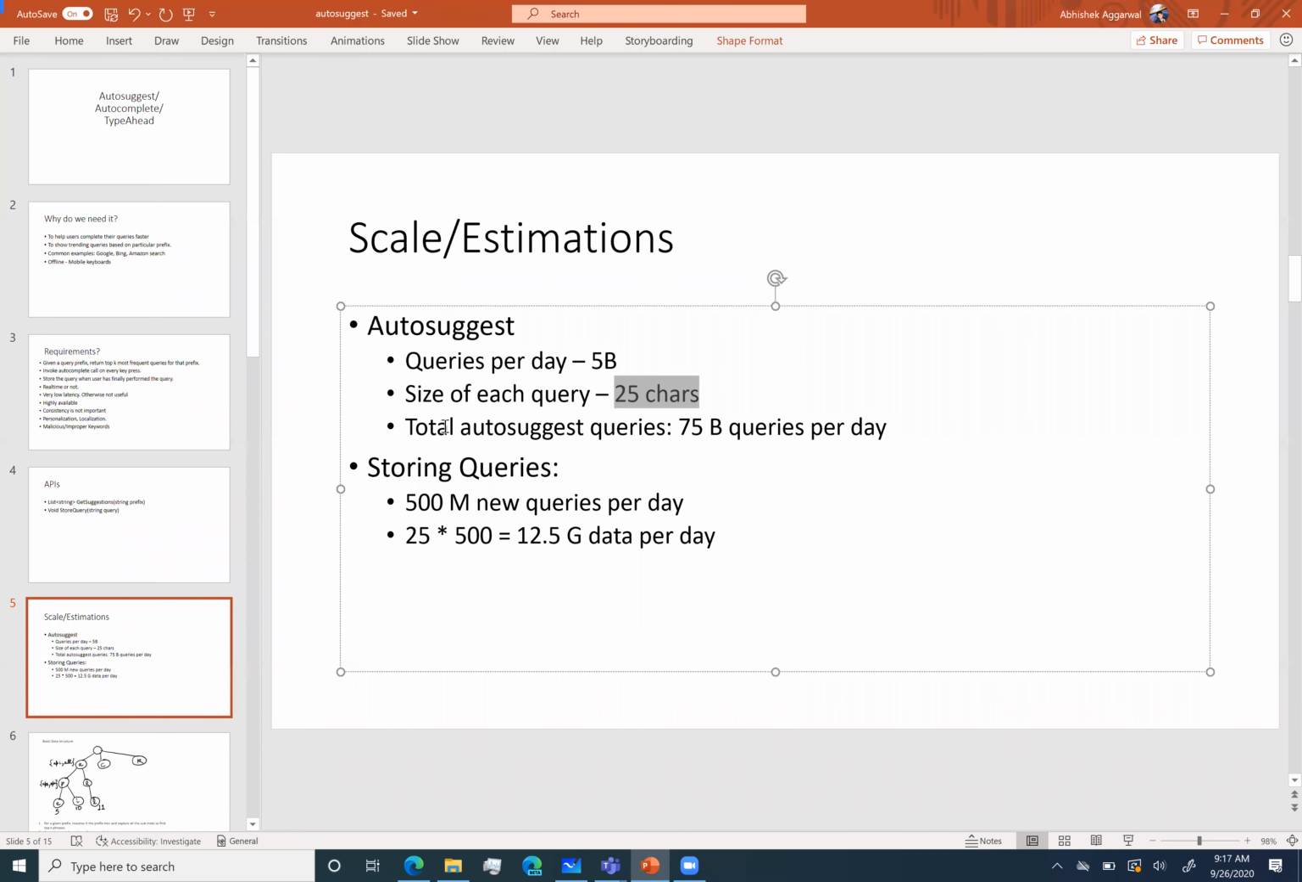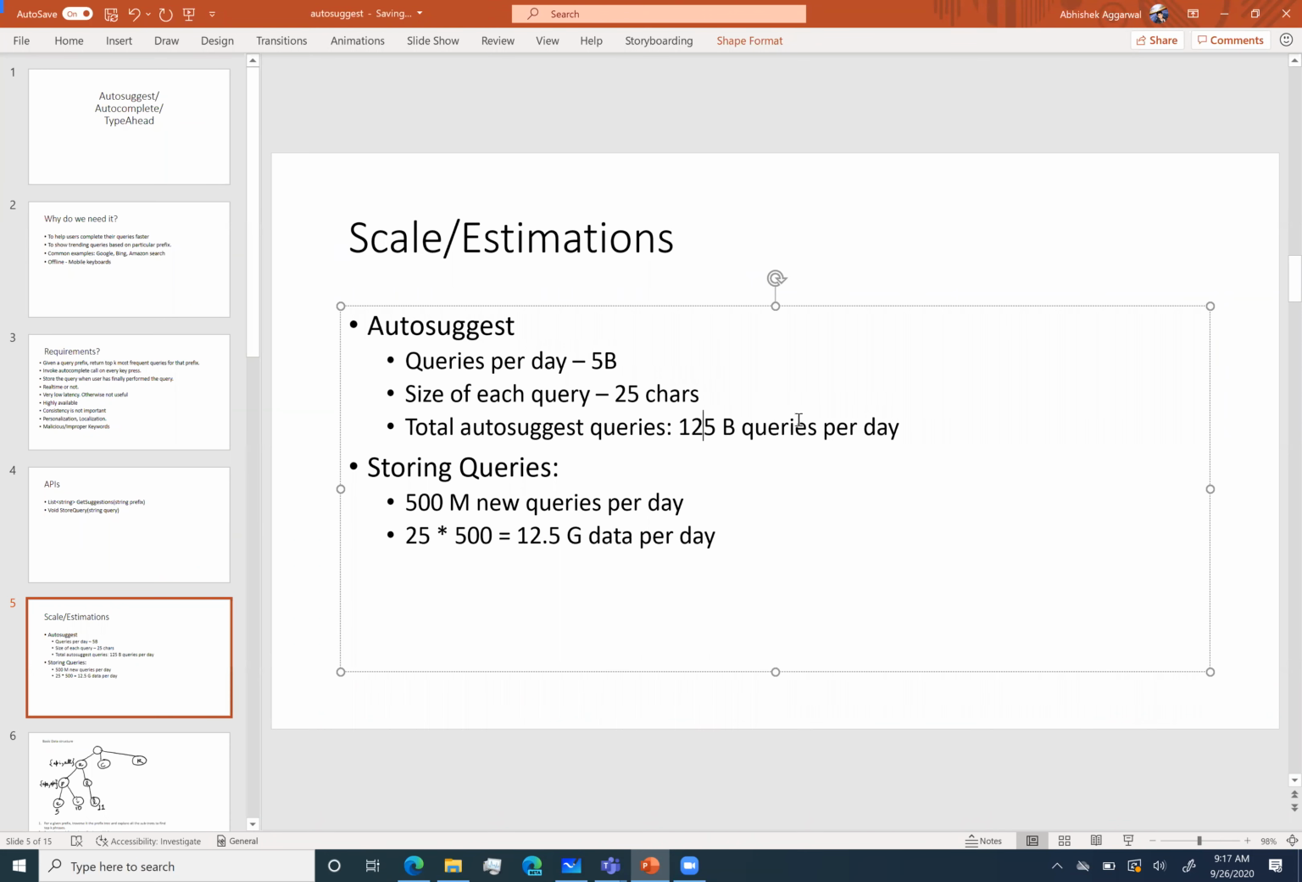So in a day, my API will be called 25 into 5 billion times, 125 billion times, because for every keystroke my API will be called. So this will be the scale of queries.